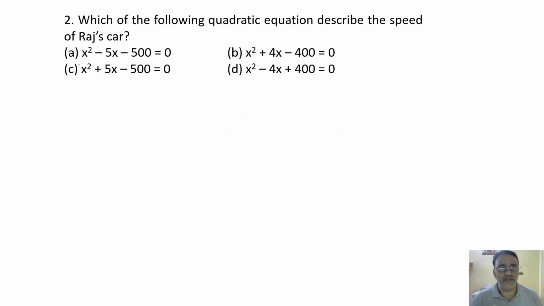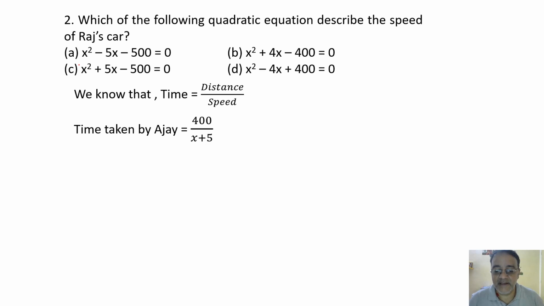Now we are moving toward question number 2. Which of the following quadratic equations describes the speed of Raj's car? Or this question can be asked in this way also: which of the following quadratic equations is related to this situation? It can come like this also. Okay. So we know that time is equal to distance upon speed. So time taken by Ajay will be 400, distance is given, so 400 upon x plus 5. And time taken by Raj is 400 upon x.